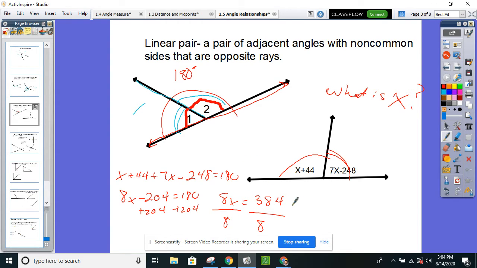What does that give us, class? 8 goes into 38 four times, with a remainder of 6. 8 goes into 64 eight times. So 48 equals x. Easy peasy. Remember, two angles that are adjacent to each other where they form a line, with opposite rays, equal 180 together every time.